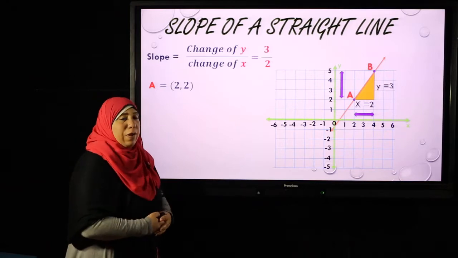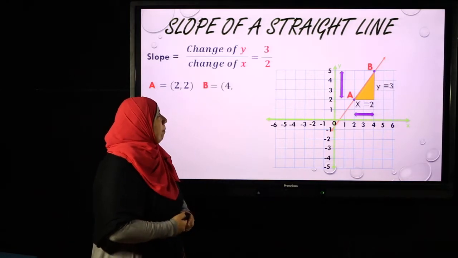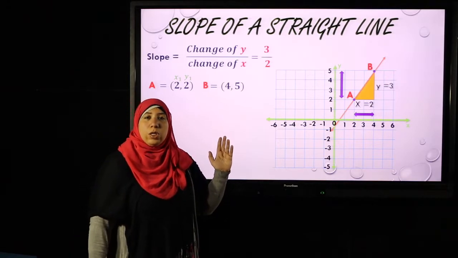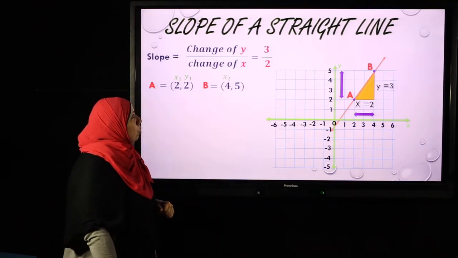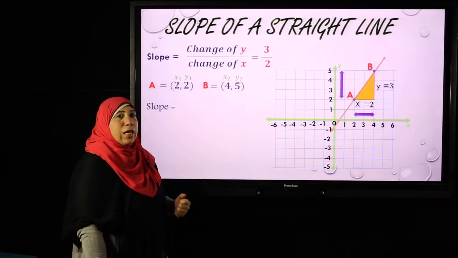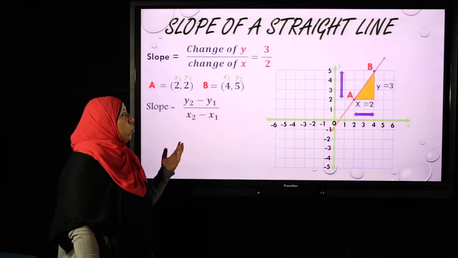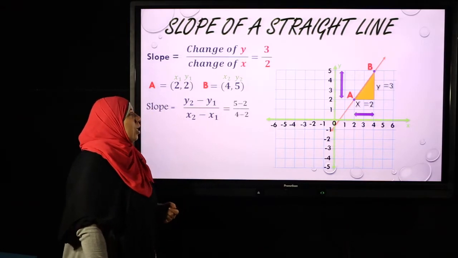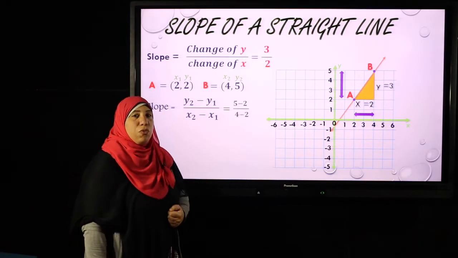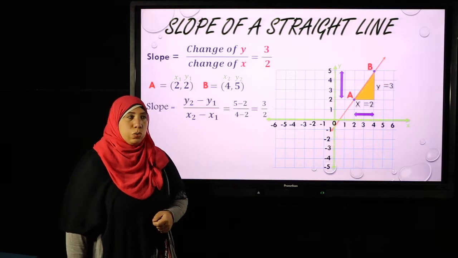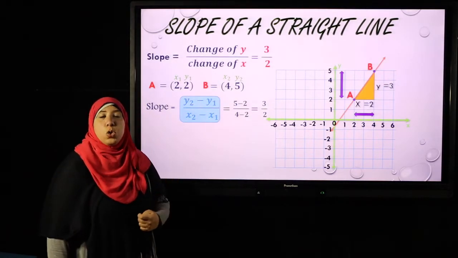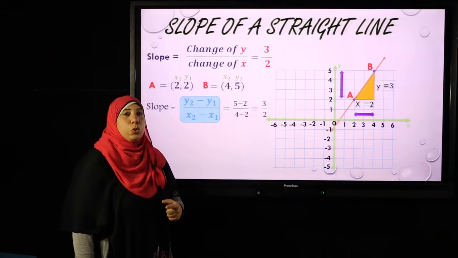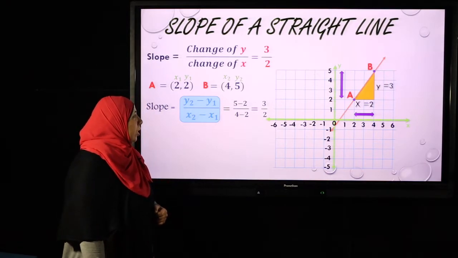For example, if A is (2, 2) and B is (4, 5), we will find that if this is x1, y1 and the other point is x2, y2, I can say that the slope is the change of y over the change of x, or y2 minus y1 over x2 minus x1, equal 5 minus 2 over 4 minus 2, equal 3 over 2. And this is our rule for calculating the slope using 2 points on the straight line.